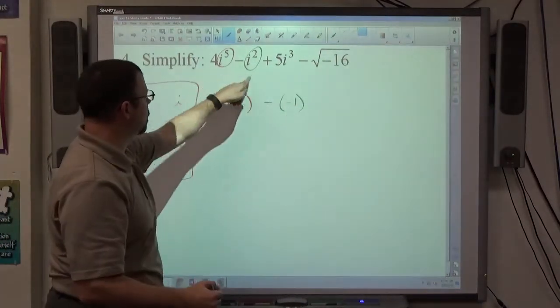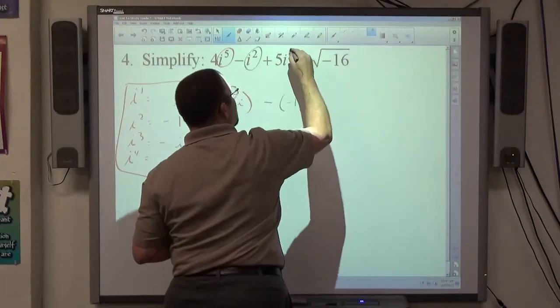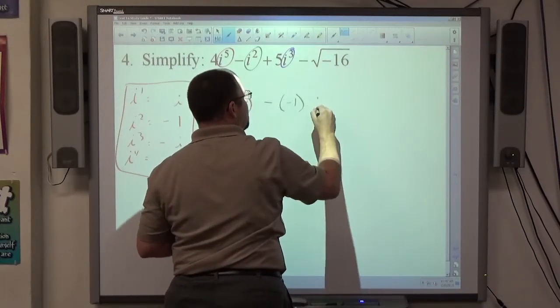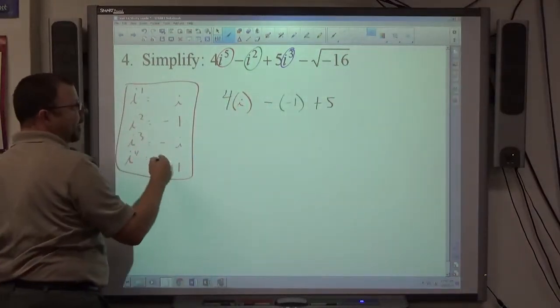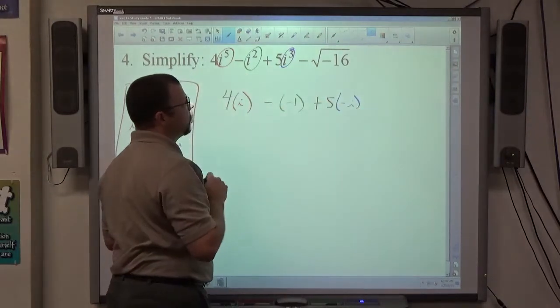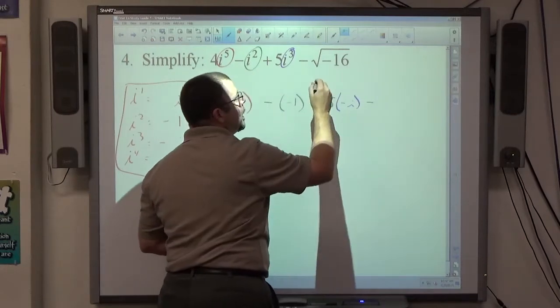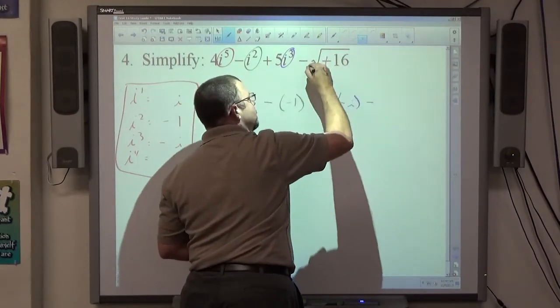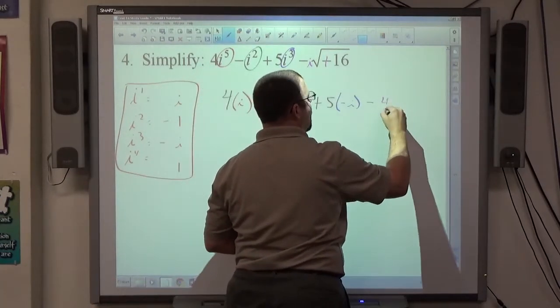Again, the minus sign is part of the expression. i squared happens to equal negative 1. When I see 5i cubed, it says plus, so plus 5 times i cubed. i cubed, first, second, third, is negative i. That's being multiplied. Then it says minus the square root of negative 16. The negative sign makes an i, and the square root of 16 is 4. So altogether I'm going to get minus 4i.